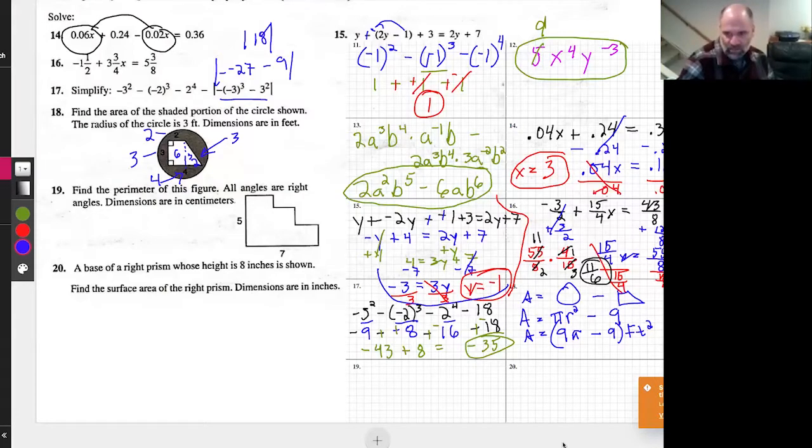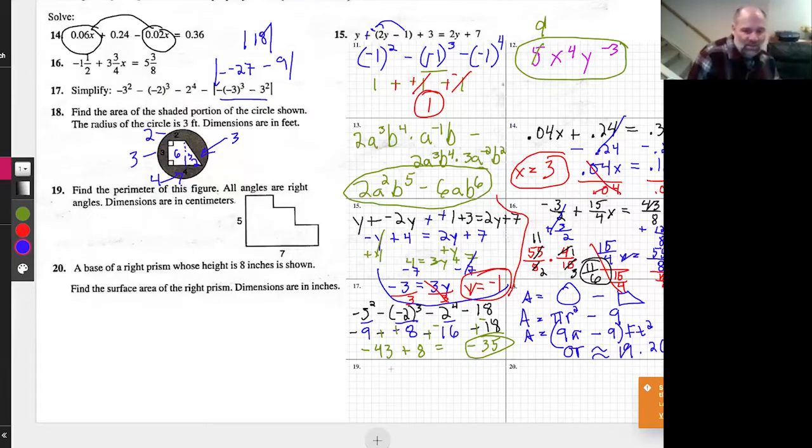Okay, 28.26 minus 9 is 19.26. So you could say roughly 19.26. Is that what you guys got? Who multiplied it out? Does that look good? Okay, good. All right, number 19, find the perimeter.